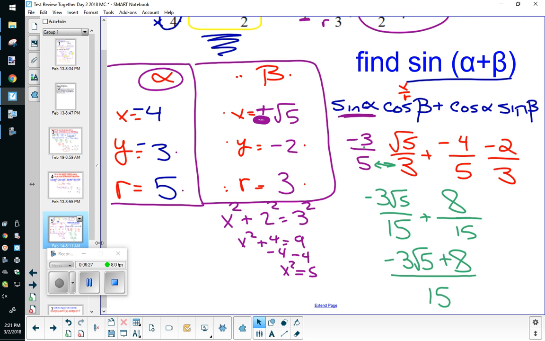Well, it's just like saying 8 plus 3x, right? You wouldn't put those two things together. It's the same thing here, just with a radical.